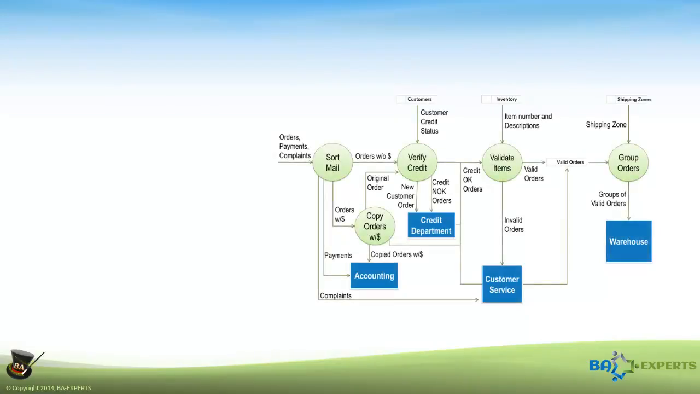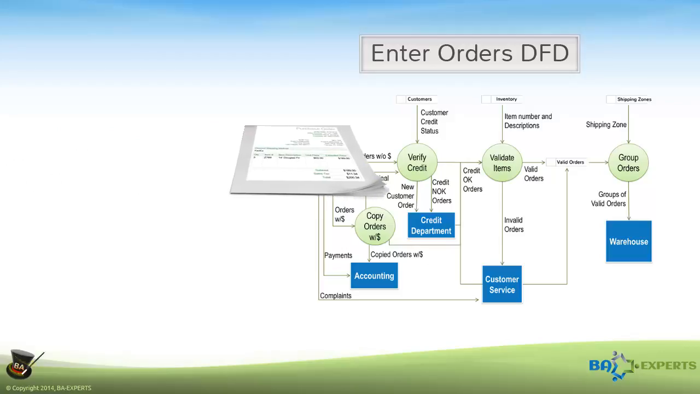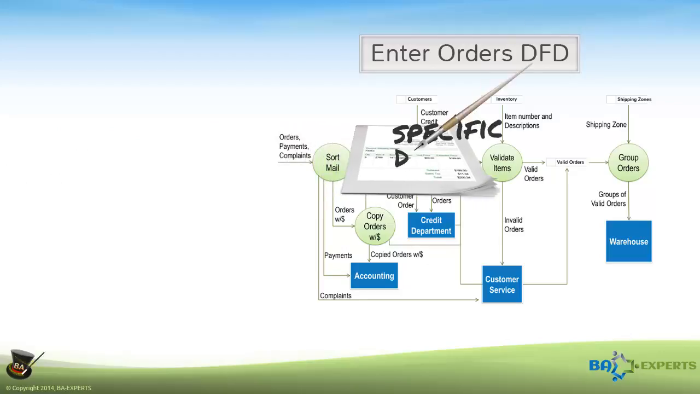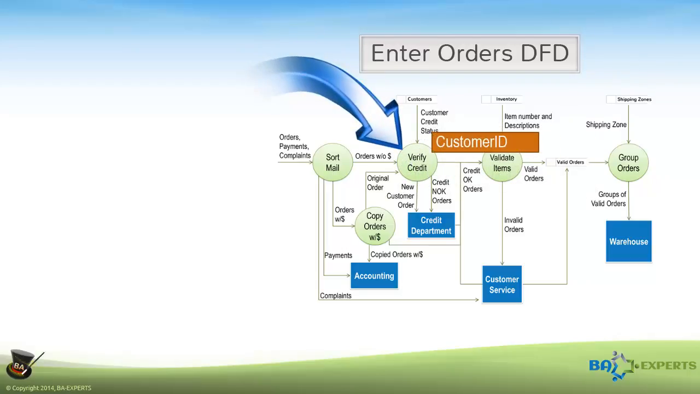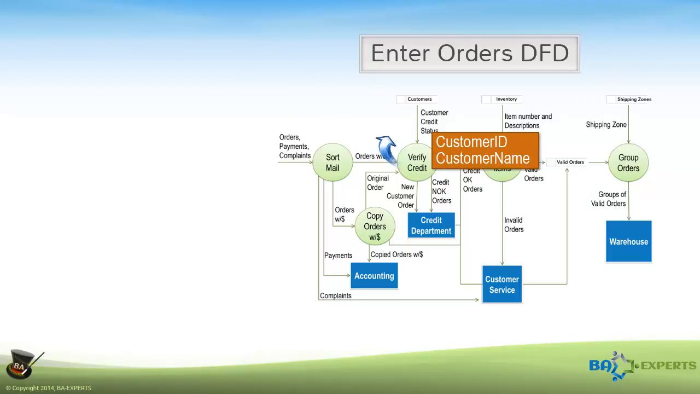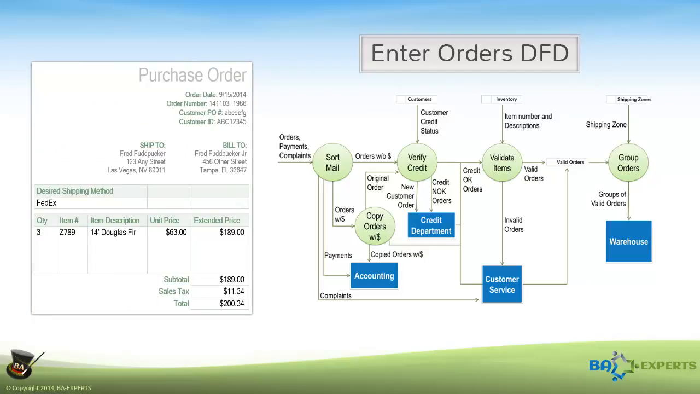For example, using the enter orders process as our example, the physical order form is sent from one internal process to the next, but each process only needs specific data elements. The verify credit process only needs the customer ID and/or customer name to access the customer's data store. Customer ID and customer name are essential. All of the other data elements on the order form are irrelevant to accessing the customer data.